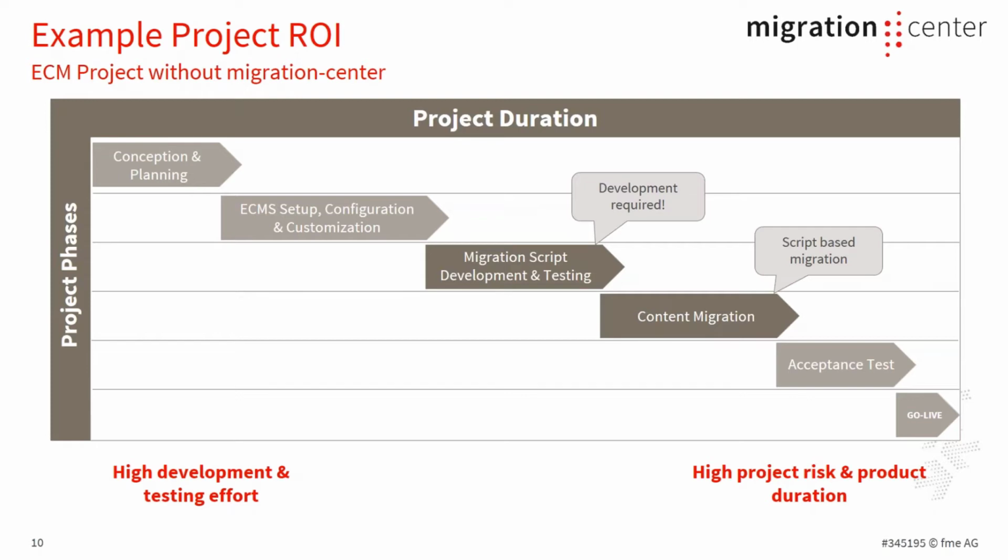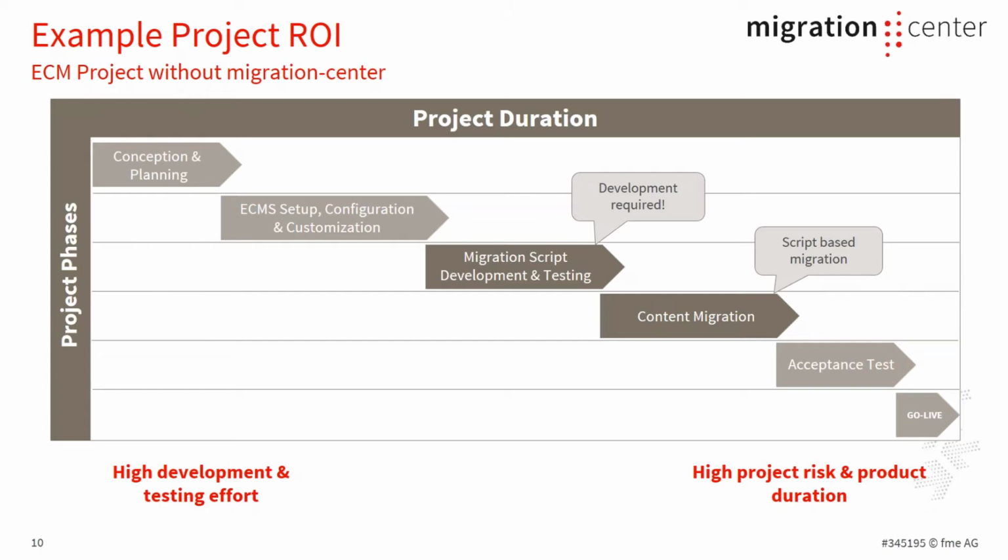But if you do so, a typical project scenario looks like you see on the screen currently. It always starts with the conception and planning phase, followed by the setup of the enterprise content management system, and the customization and configuration of the system. But then you need to start developing your scripts. These scripts and tools are typically restricted to the particular scenario you have in mind during that project. And of course, you have to test all the scripts in terms of performance, the core functionalities, and so on and so forth. That's really, really time consuming. Once you're done with the scripts and you're sure that everything works as expected, you typically start the content migration based on your scripts.